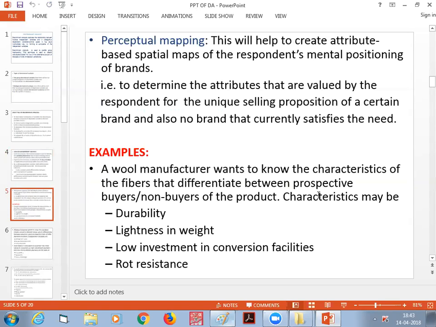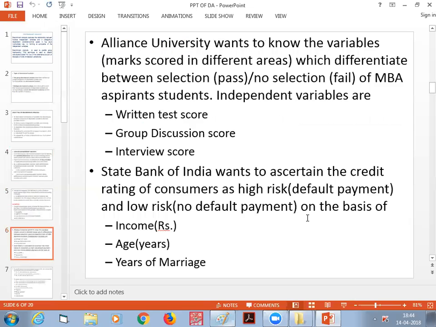Mapping. Okay. Look at this one. That is to determine the attributes that are valued by the respondent for the unique selling proposition of a certain brand. Okay. Examples are given. So these are the different types, uses of discriminant model. So now I have given the example.